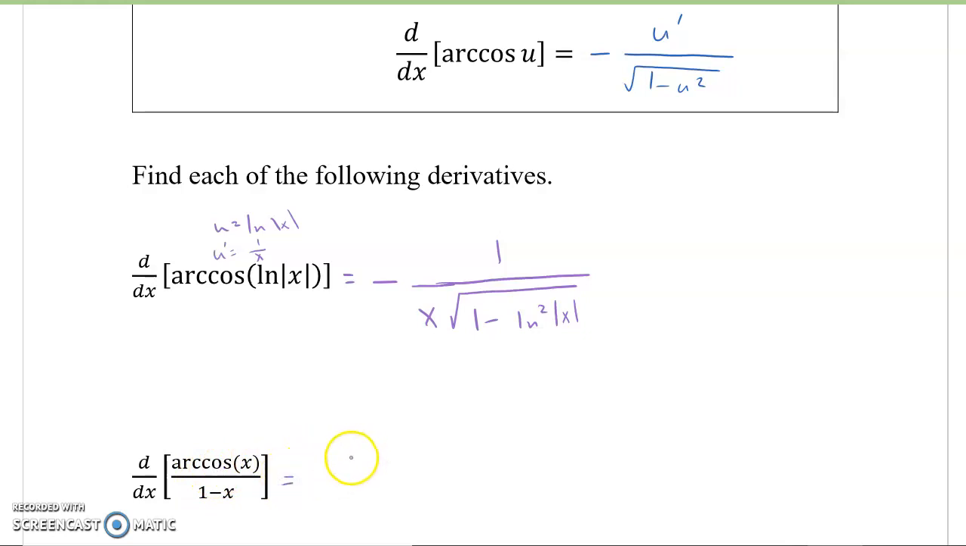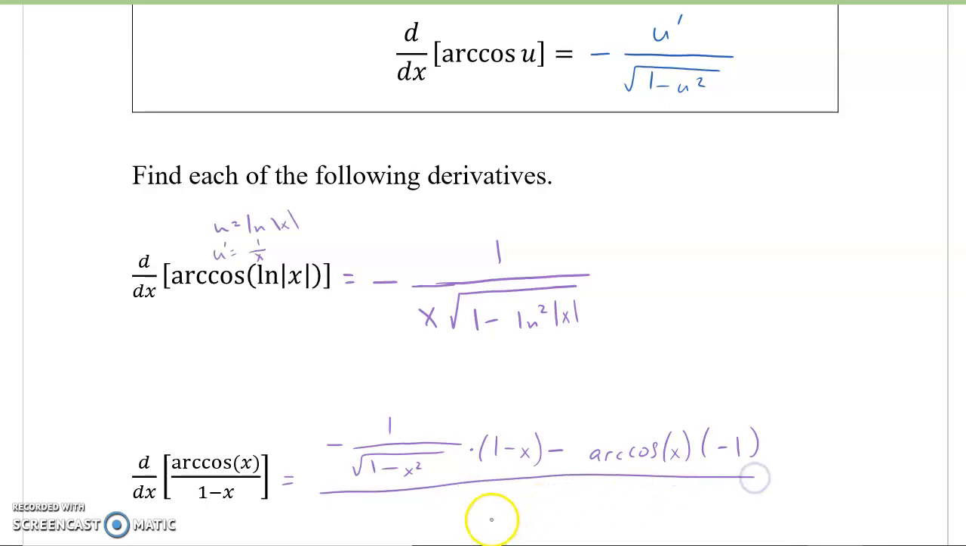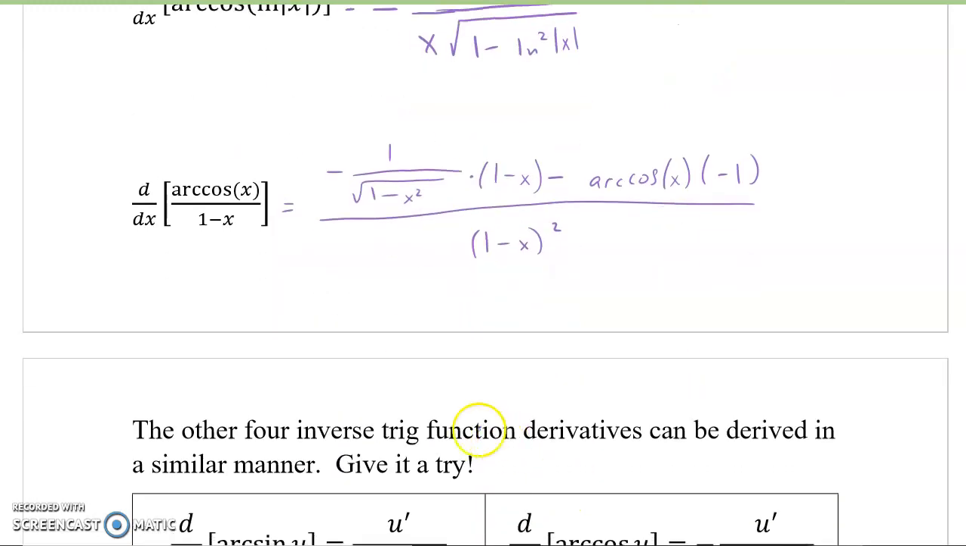Derivative of the numerator, so u prime, is negative 1 over square root of 1 minus x squared times the denominator, so u prime v, minus uv prime. Derivative of the denominator is negative 1. And then divide that all by the denominator squared, divided by v squared. So if we try to simplify this, perhaps we can simplify it a bit.